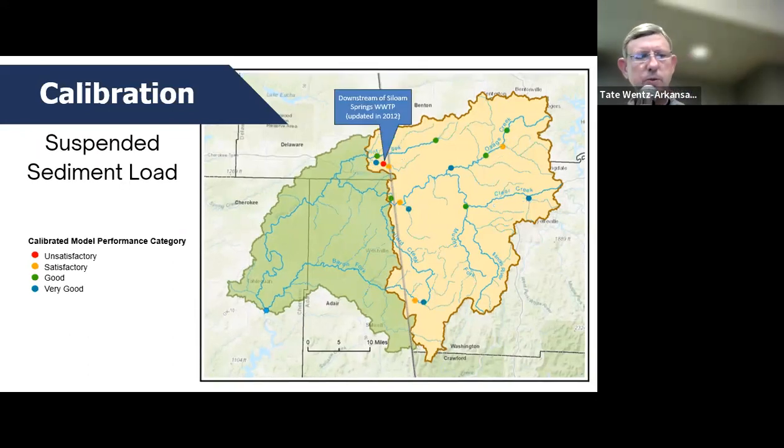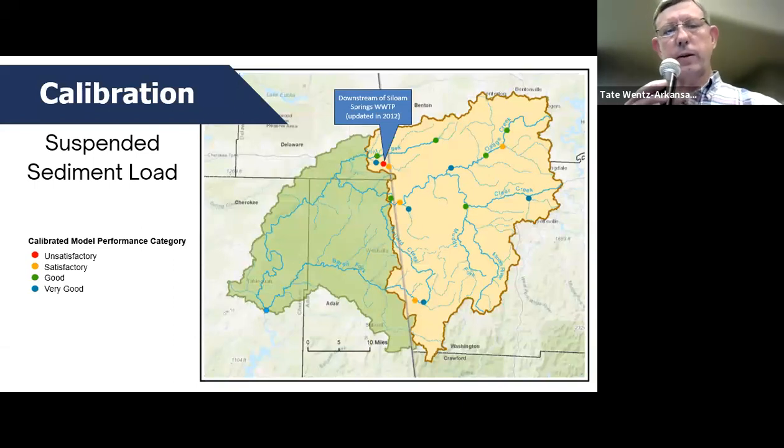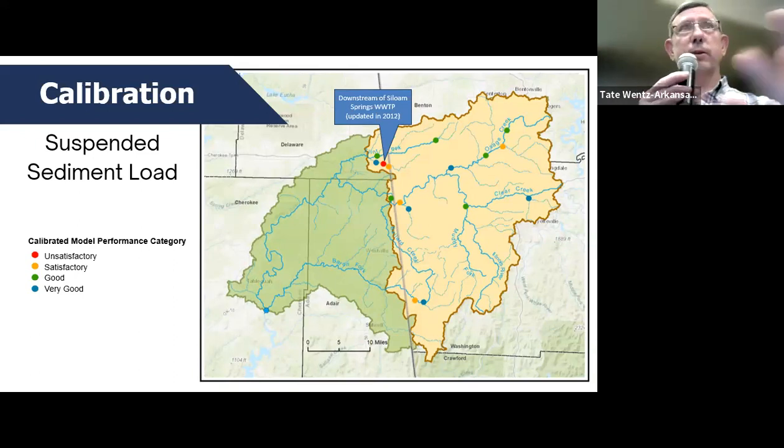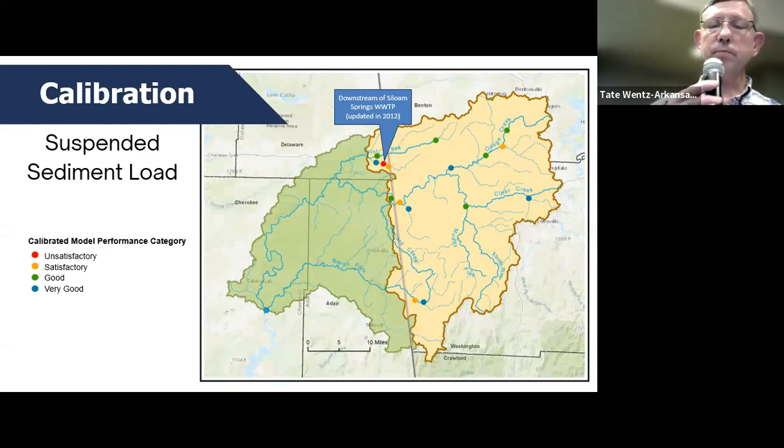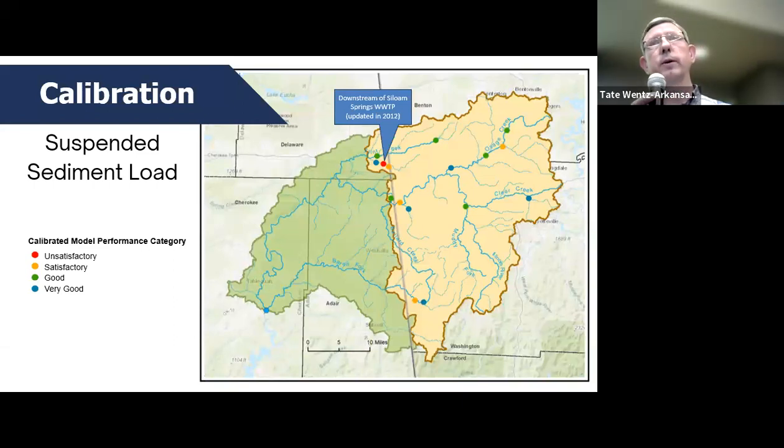For suspended sediment loads, we had a little bit wider range of calibration results. Again, we're really blessed to have this many dots on a map when we show calibration results. We had one place flagged with an unsatisfactory result, but we never could really nail down what was going on there in the model. The next station, a short ways downstream, did come out with a very good calibration. So we thought, well, we're at least calibrating pretty well to the station farther downstream.